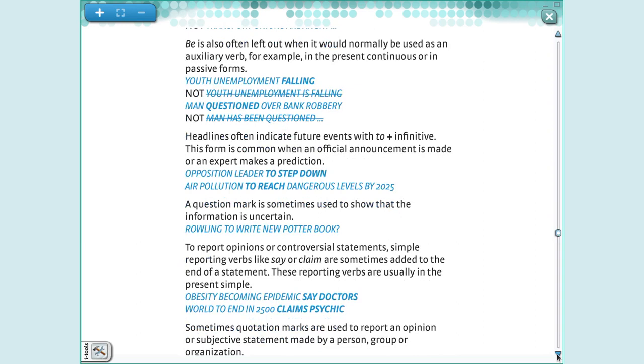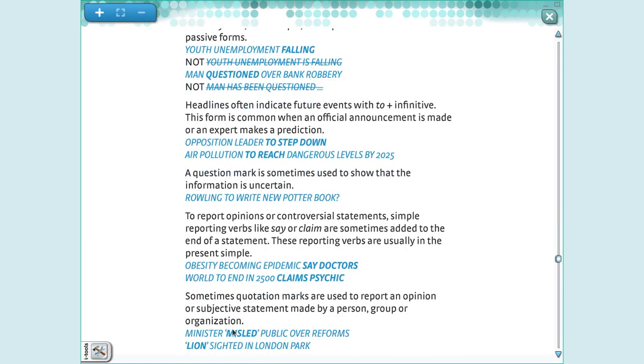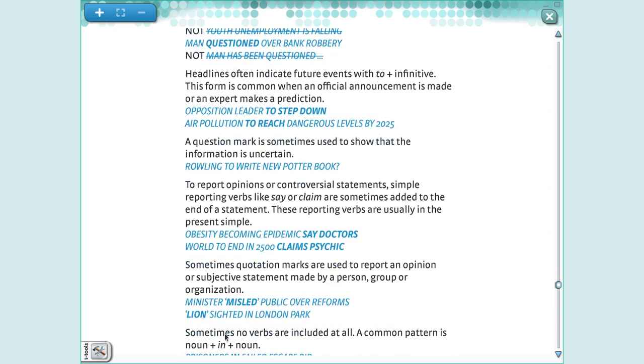Okay, the speaker. Sometimes quotation marks in here, check, are used to report an opinion or a subjective statement made by a person, group, or organization. It's like to give emphasis, yes, to show the opinion. Minister misled public over reforms, citing London Park. Yeah, can you see that? We report something, and it's like to take people's attention.